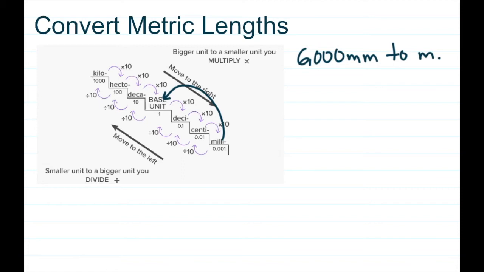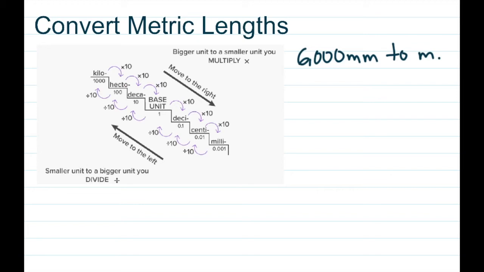Remember, the base unit for the metric system is the meter. So we're going from the millimeter to the meter. We need to count how many steps we're going up, to the left. So we're going 1, 2 right here, and 3. So we need to divide 3 times by 10. Let's go ahead and do that.